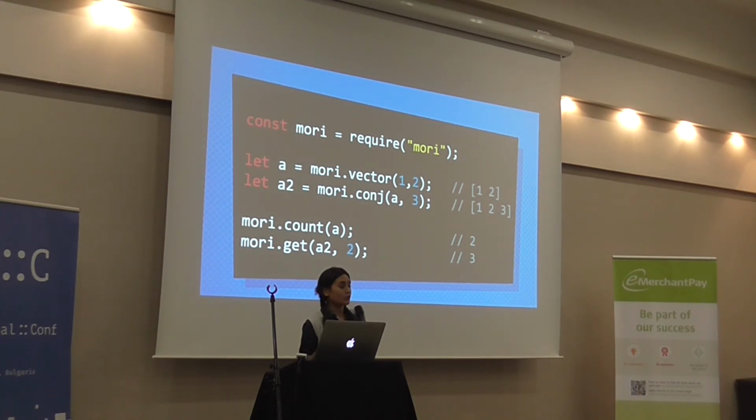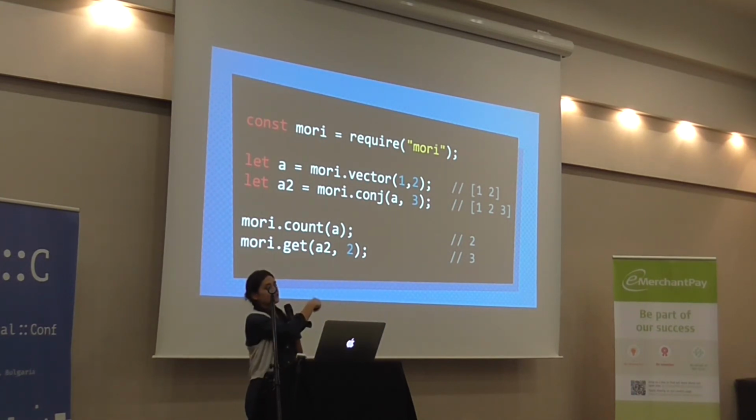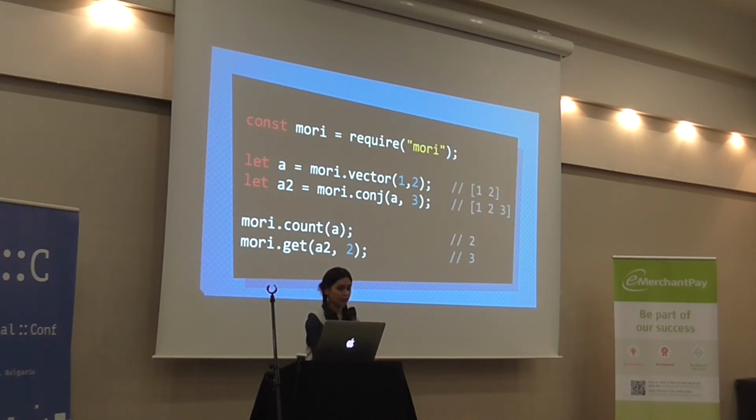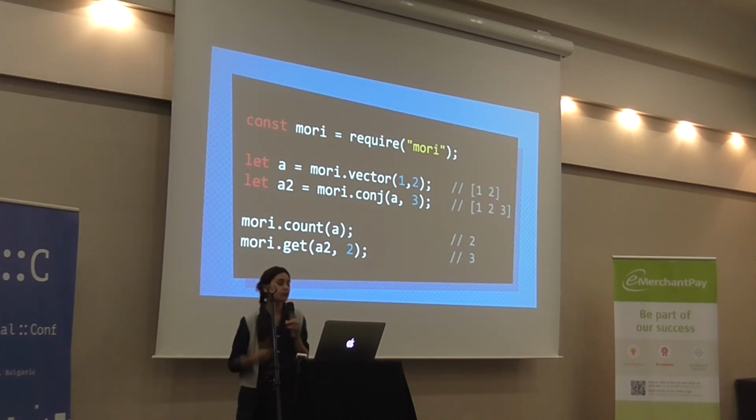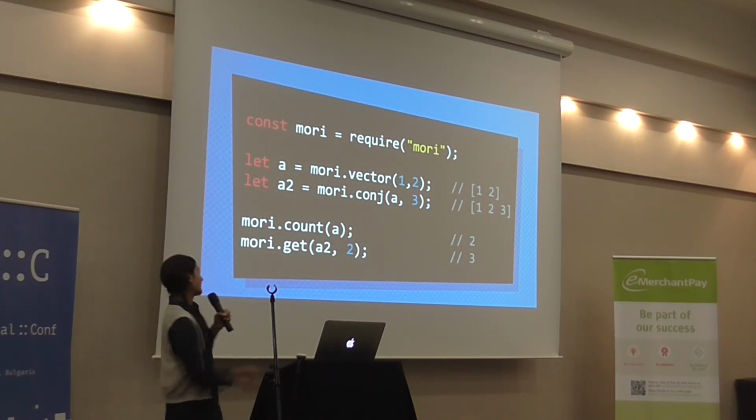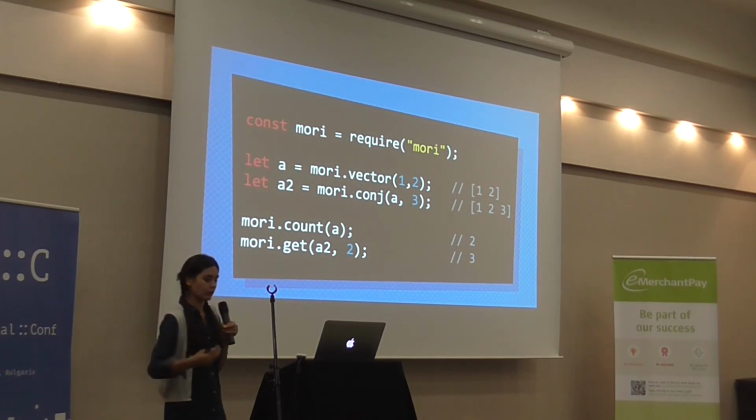I have functions like conj, which allowed me to append something to my list here. Now we see the difference. This conj function is more like a function, which takes in the original array, A, as an argument, and then the value to be appended, and returns a new vector, which I can call A2. And as before, I can use a bunch of helper functions in Mori, like count and get, to show myself that A never changes. When I conj something onto A, it creates a new copy called A2.